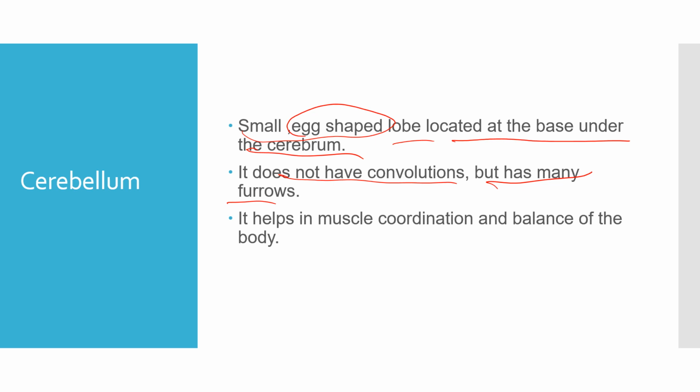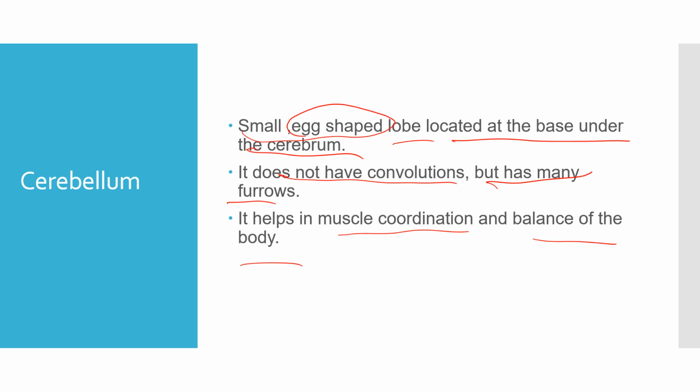Now, what is the main important part of the cerebellum? The cerebrum has all the important functions, like sensation of pain, temperature, touch, sight, sound, taste and smell. So what is the cerebellum doing? It mainly helps in muscle coordination and balance of the body. This is the main function of the cerebellum.